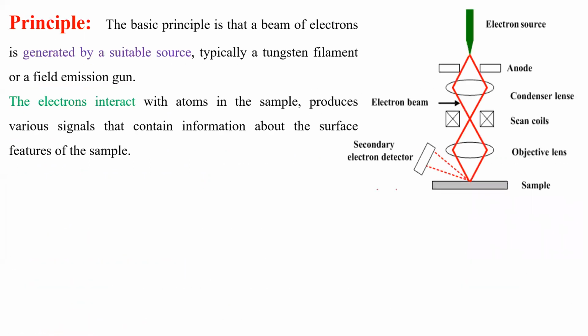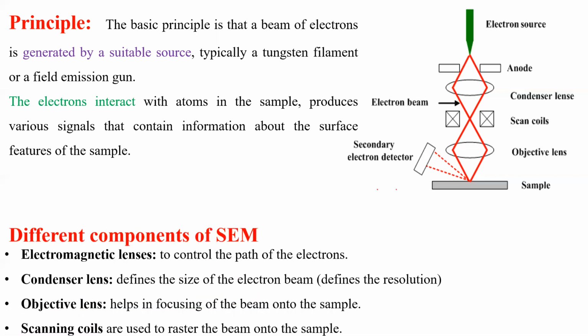So the basic principle in scanning electron microscopy is a high energy beam of electrons generated from a suitable source, whether it is a tungsten gun or a field emission gun, which will pass through certain lenses. These electrons interact with the sample and produce various signals that contain information about the surface features of the sample.